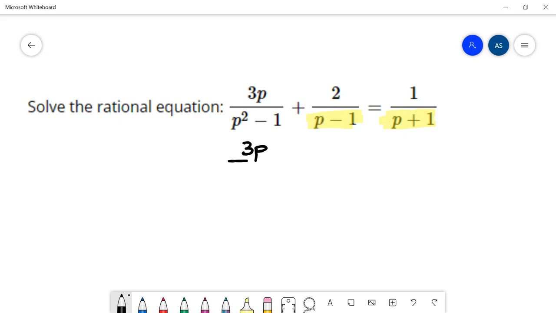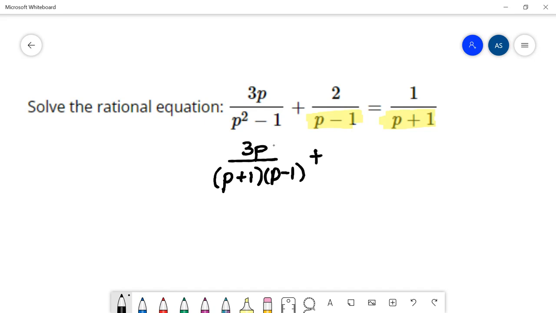For that first denominator, p squared minus 1, there is no greatest common factor. And I can see that there are two terms with the squared. This is a difference of squares, one of my special factoring patterns, so we have p plus 1 times p minus 1.